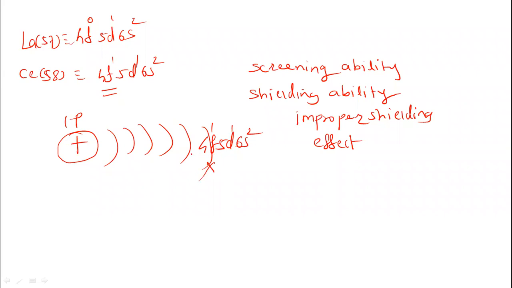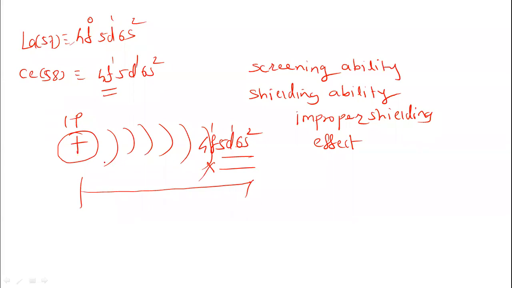So ultimately what happens? The effective nuclear charge of the nucleus increases on the valence electrons, and these outermost electrons are attracted toward the nucleus. Therefore, there is a contraction in the size. The size decreases.